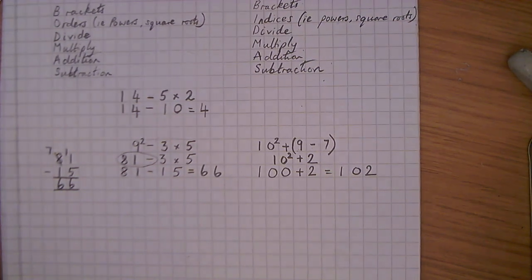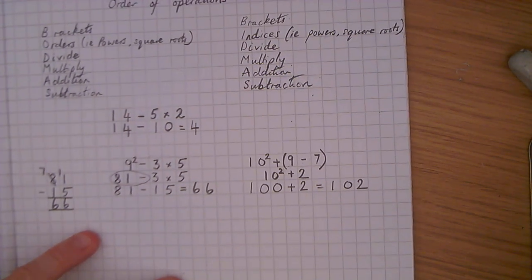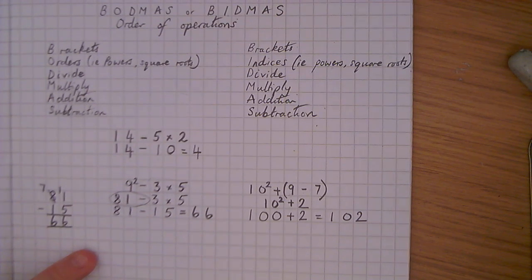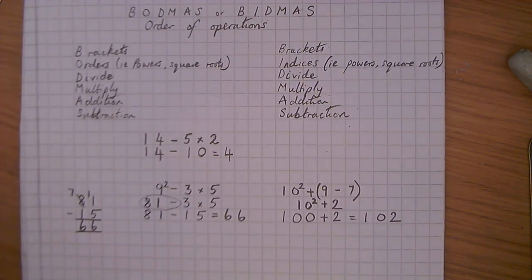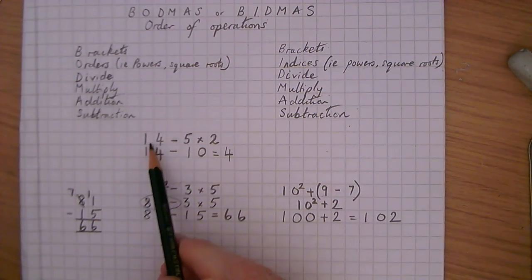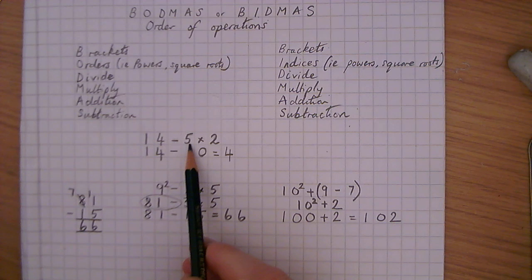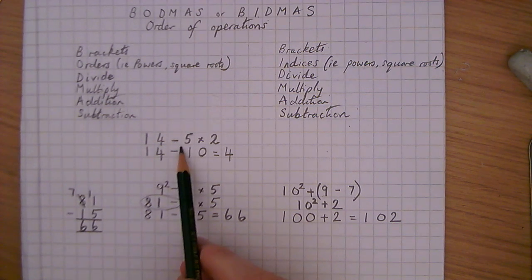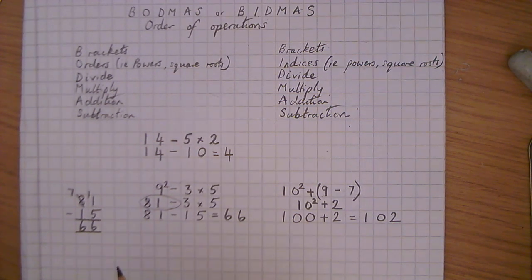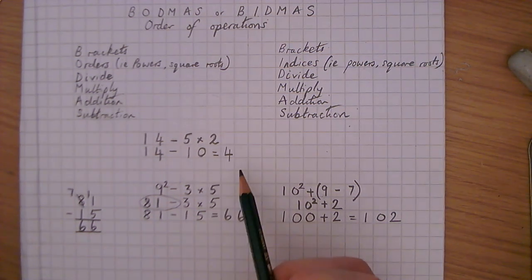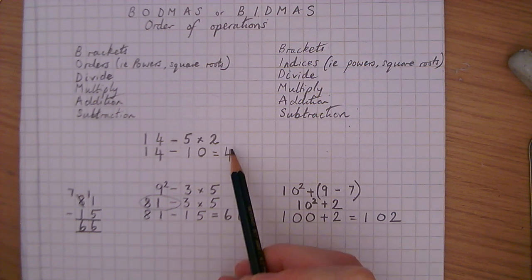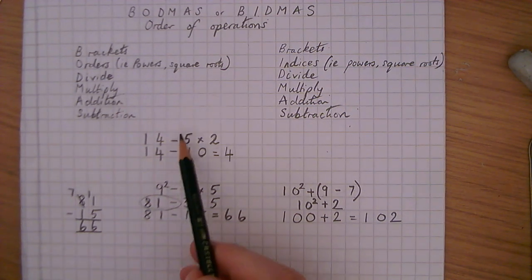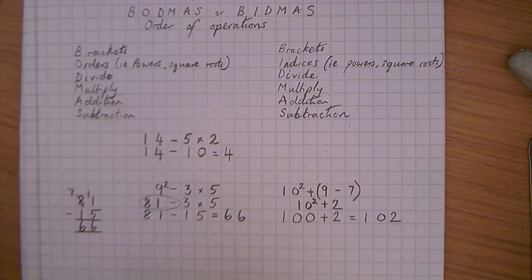Let's just have a look at the first question again. If we were to do it in the wrong order, let's see how it could work. So if we did 14 minus 5, we'd have 9, and then 9 times 2 is 18, but that would be wrong. Right, so we've got to follow BODMAS or you'll get the wrong answer. You can still get an answer if you do it in a different order, but it's not the correct way of doing it.